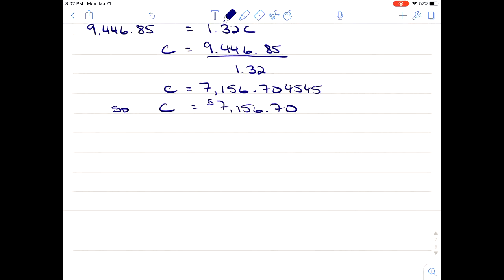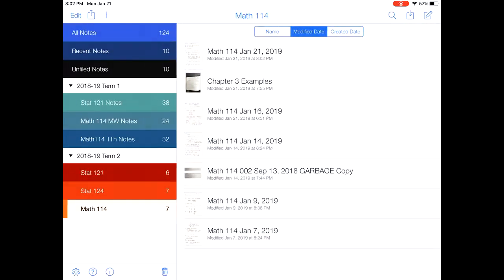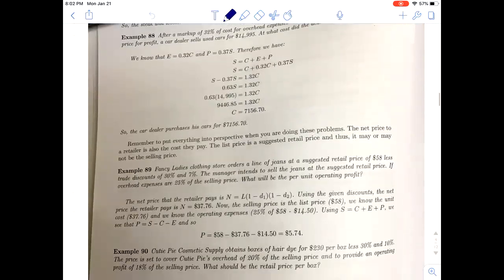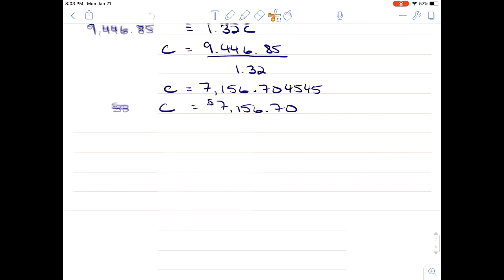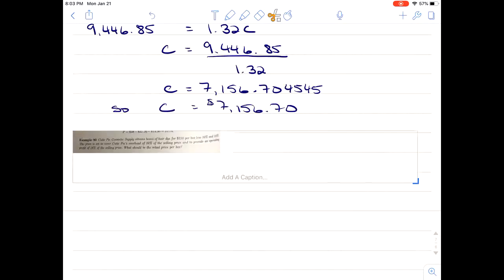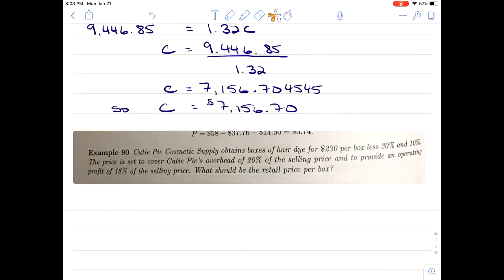So let's do a more elaborate example. Oh, I love this example. Cutie Pie Cosmetics Supply. Catchy name. So example 90. Example 90 is kind of kicking it up a notch.